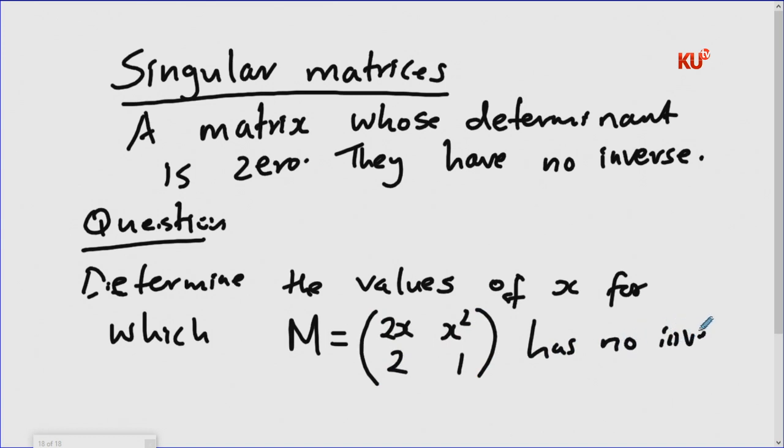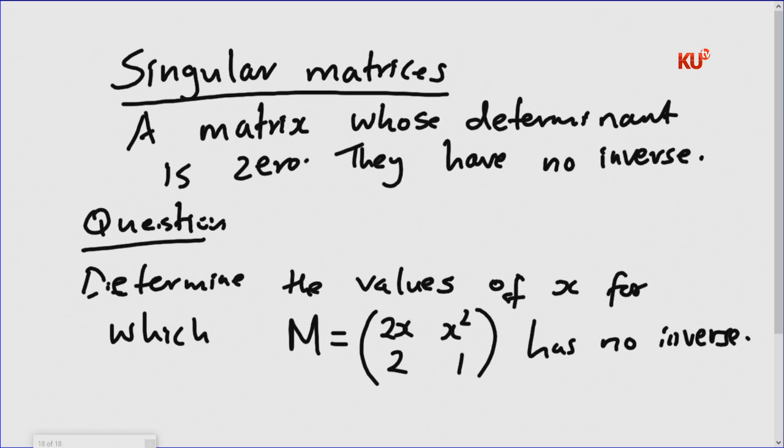For which this matrix has no inverse. Determine the values of x for which the matrix M, 2x, x squared, 2, and 1 has no inverse. Remember, we are saying again, if it has no inverse, the determinant is 0, and definitely that matrix is called a singular matrix. Very fast, let's get the determinant.